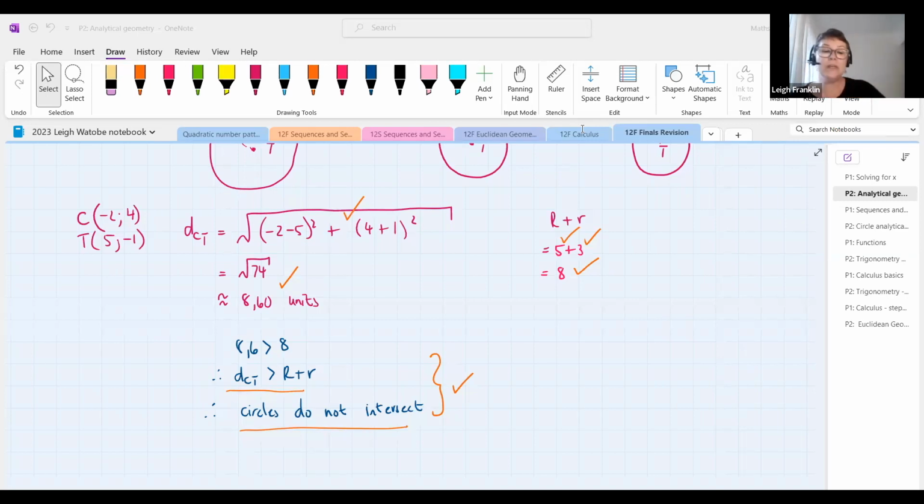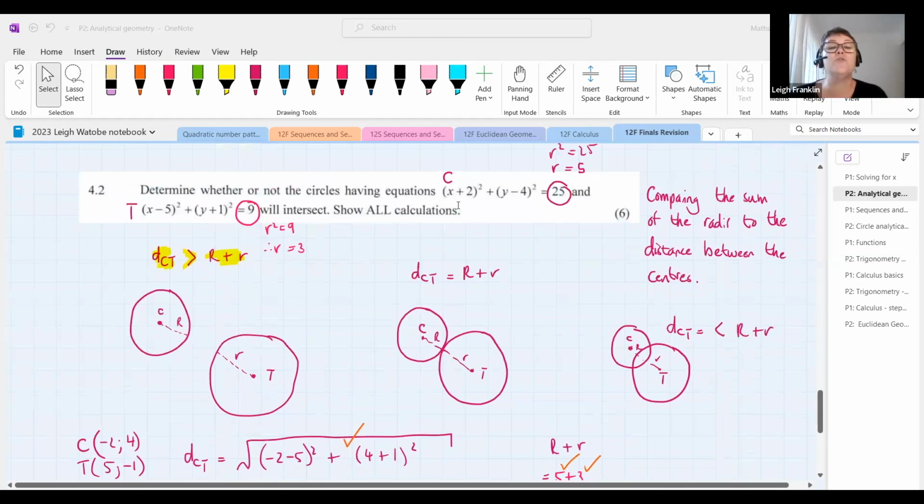Okay, so what I'm going to do this evening, because it's quiz night, is I'm going to let you guys go just a couple of minutes early so that you can do your quiz. So when they ask you about whether circles intersect or not, that's exactly what you're doing. You're comparing the sum of the radii to the distance between the centers.